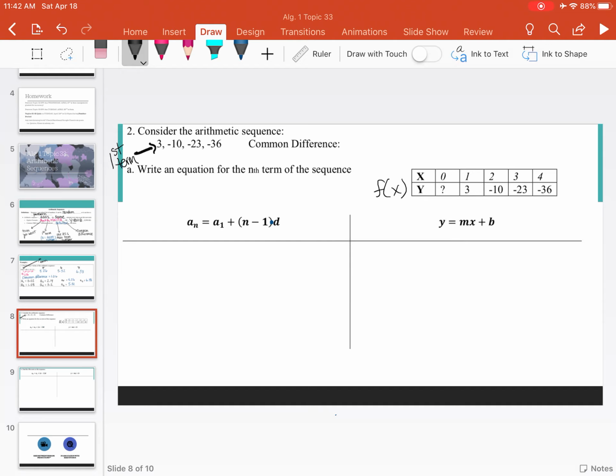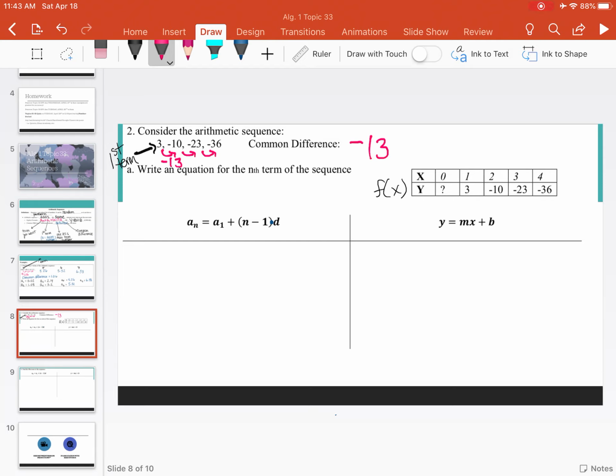Now in order to get from one term to the next, what are we doing? We know our values are decreasing. So here, we're actually going to be adding a negative number. So in order to get from 3 to -10, how many jumps would we have to go on the number line? Or -10 to -23, or -23 to -36. Here, we are adding a -13. So our common difference is negative 13.